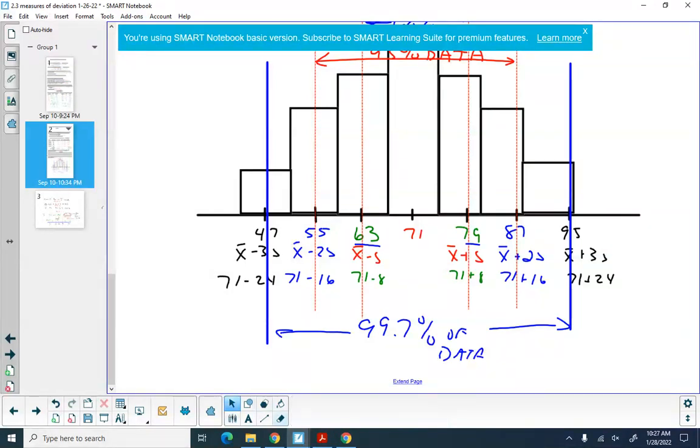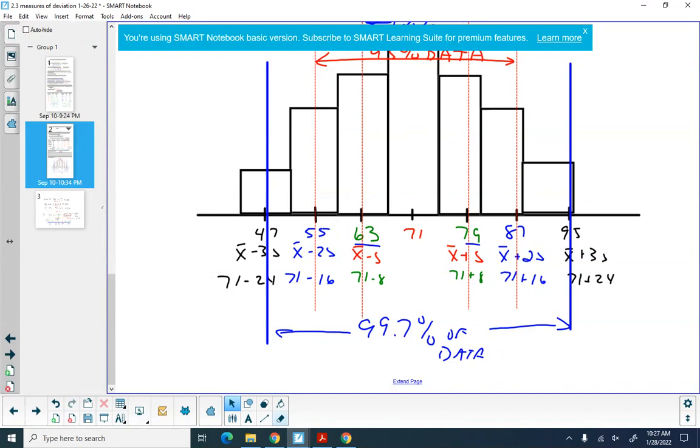Between those two scores, 99.7% of the data values, which means you probably have one data value that's going to lie outside of that. 99% of the data will lie within 3 standard deviations of the mean. This is what they use in regards to predicting out. These are the ideas that they use.